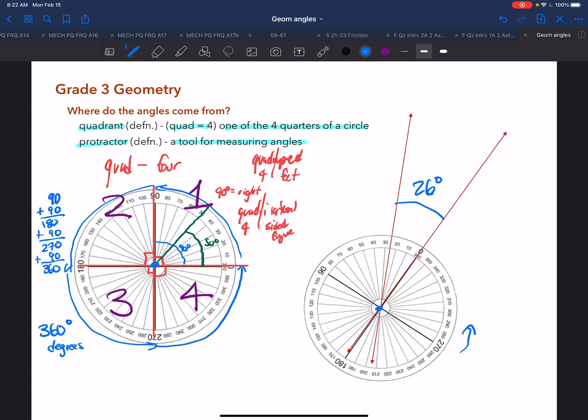In our next installment, we'll learn a little bit more about why circles have 360 degrees and why we measure angles around a circle.